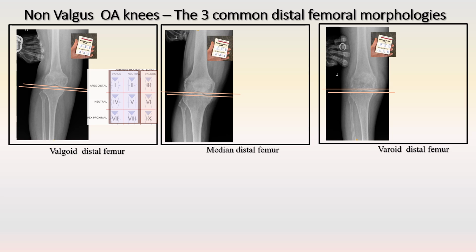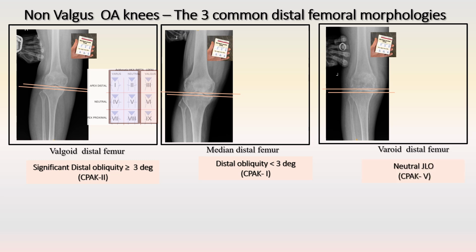This, of course, we make out based on the pocket abridged CPAK. Now, in the valgoid distal femur, there is significant distal obliquity, either equal to or more than 3 degrees, which makes it a CPAK 2. In the median distal femur, the distal obliquity is still present, but less than 3 degrees, making it a CPAK 1. In the varoid distal femur, the joint line is neutral, making it a CPAK 5. Now, these 3 constitute more than 95% of the non-valgus OA knees that we see in day-to-day practice.